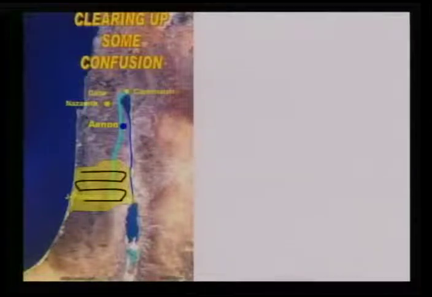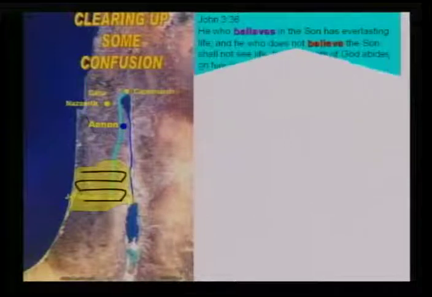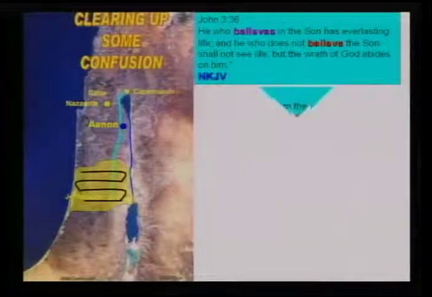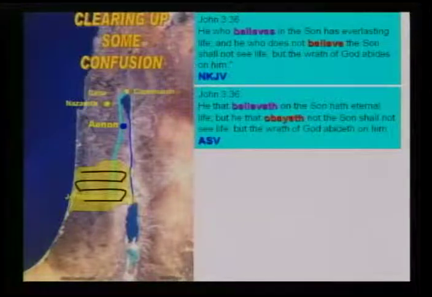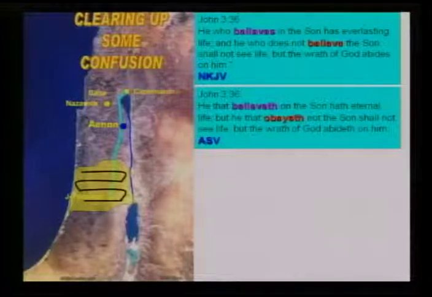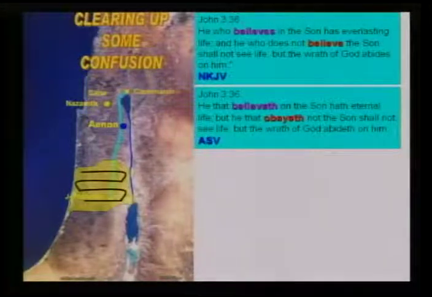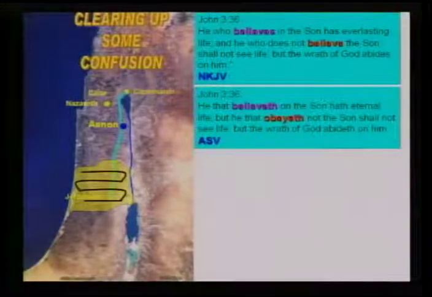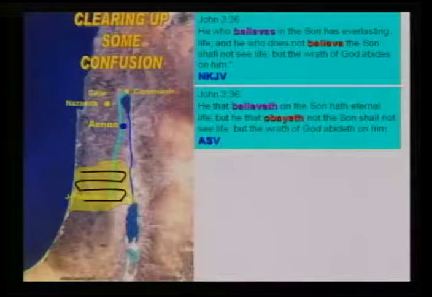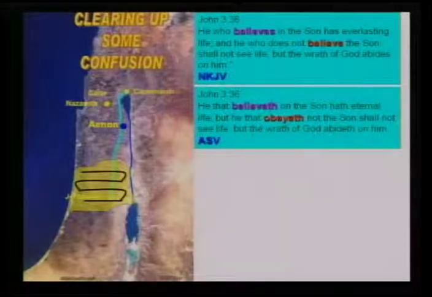Harry asked a question, and I thought Harry had lost his mind, because my version reads one thing, and then the New King James reads another. The New King James says, "He who believes in the Son, there's no problem there, has everlasting life, and he who does not believe the Son shall not see life." Now the American Standard says, "He that believeth on the Son hath eternal life, but he that obeyeth not the Son." I'm teaching from the American Standard, and most of you are reading from the New King James Version. So there's a difference there.